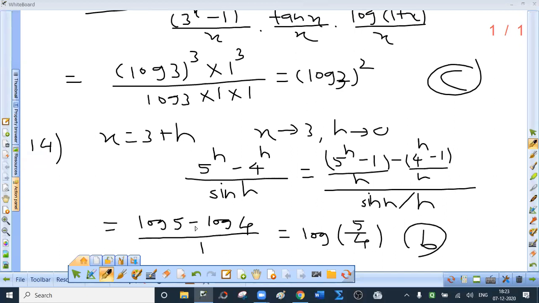Again standard limit 1. I hope you won't say log 5 minus log 4 is log 1, which is 0. Log 5 minus log 4 is log of 5 by 4. So correct option is B. Actually, they should have given that option log 1. Correct option is B.